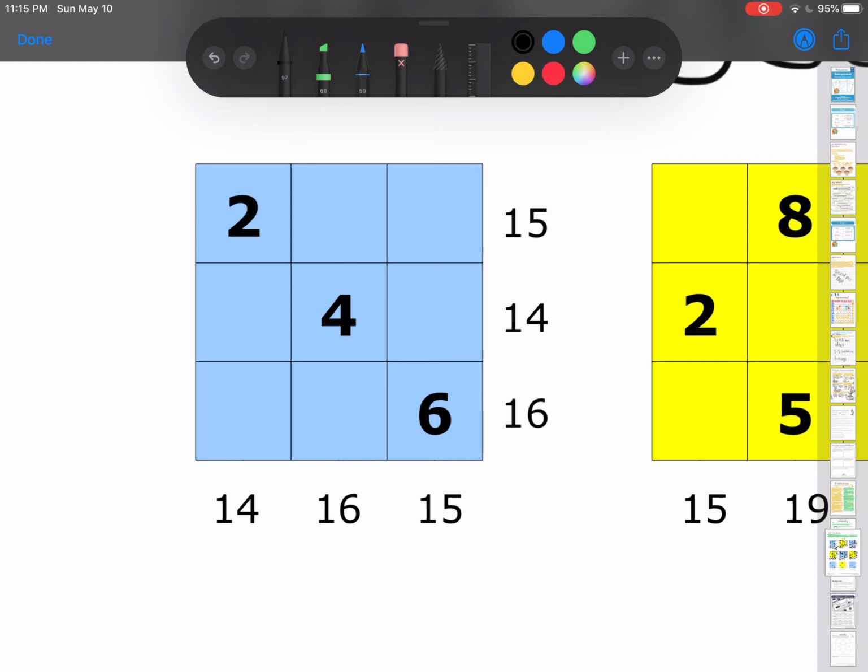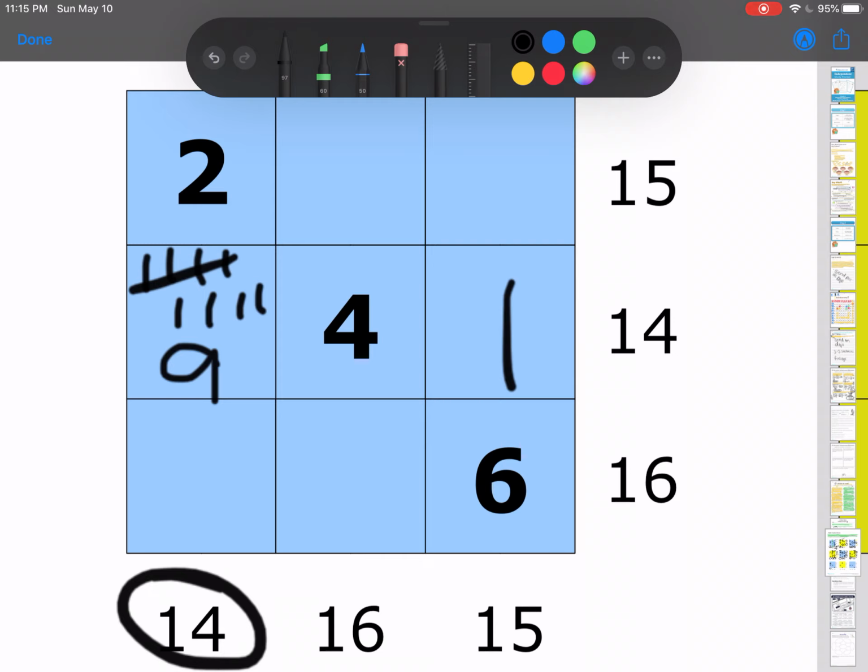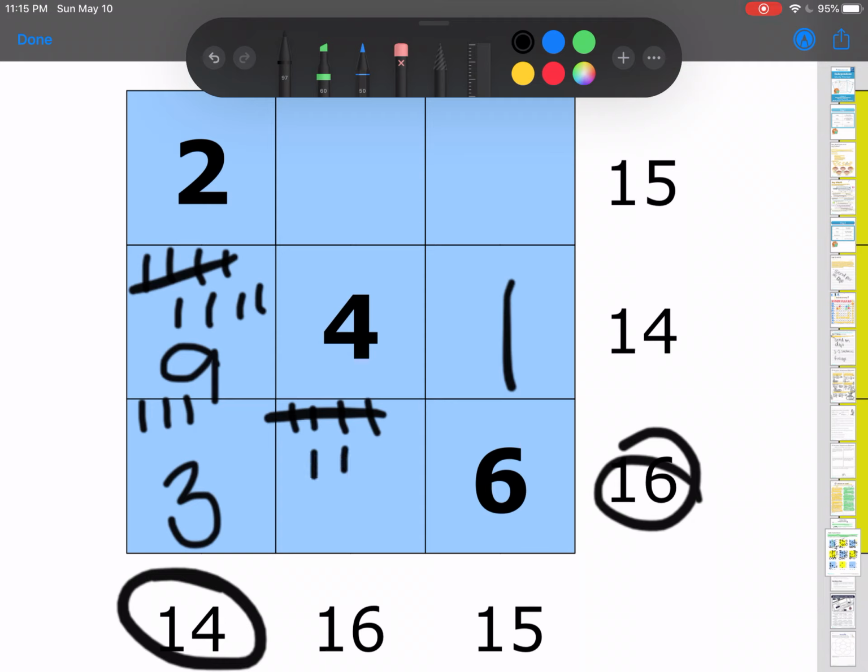Let's put it here. So 4 plus 1, that's 5. I need to get to 14. So 5, 6, 7, 8, 9, 10, 11, 12, 13, 14. That leaves us a 9 here. 9 plus 2, that's 11. I need to get to 14. So 11, 12, 13, 14. That's a 3. 6 plus 3 is 9. I need to get to 16. So 9, 10, 11, 12, 13, 14, 15, 16.